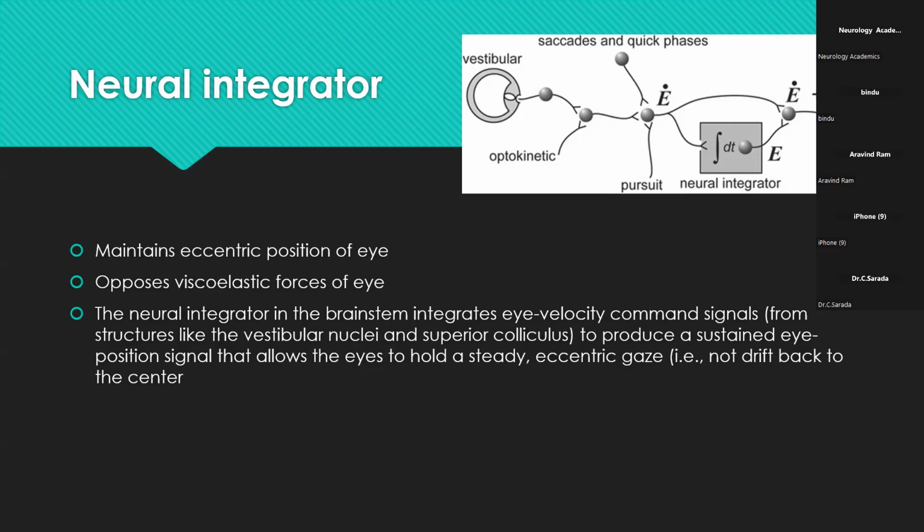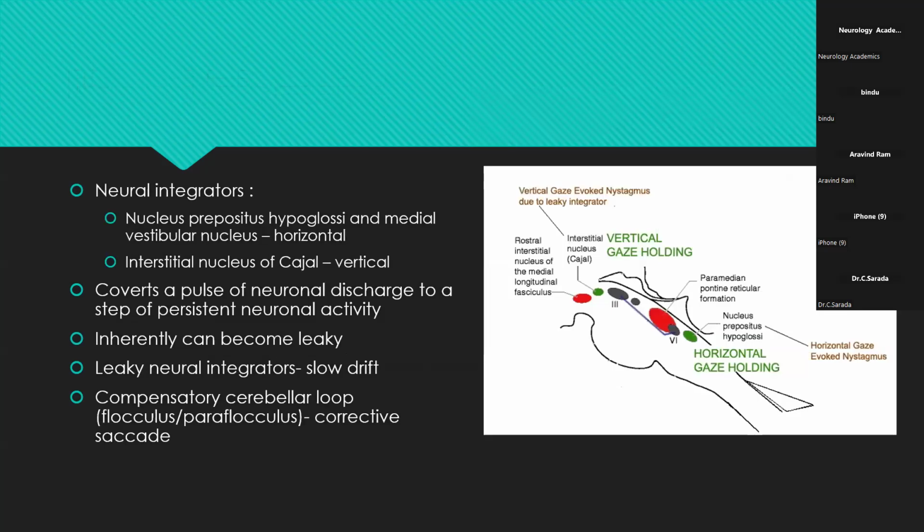It is the mechanism by which neural integrators can integrate the eye velocity command, which is given by various other ocular motor nuclei, to produce a position command and keep the eye at that eccentric position. So it allows us to hold a steady eccentric gaze and not allow the eye to drift back to the center, which has the least amount of viscoelastic forces. The neural integrators for horizontal movements are nucleus prepositus hypoglossi and medial vestibular nuclei, and for vertical movements, the interstitial nucleus of Cajal.